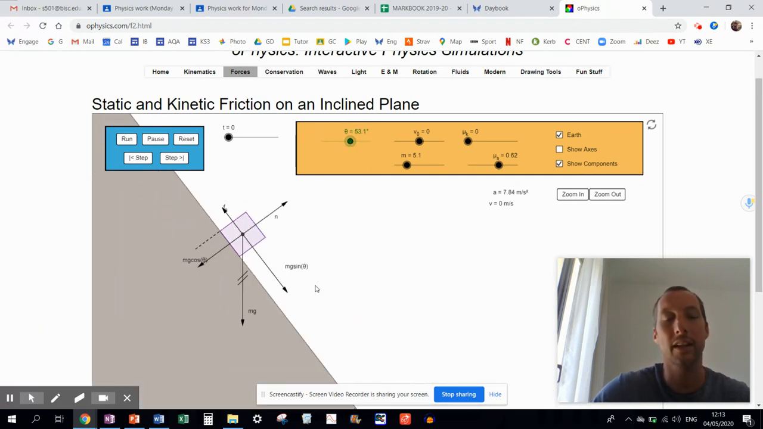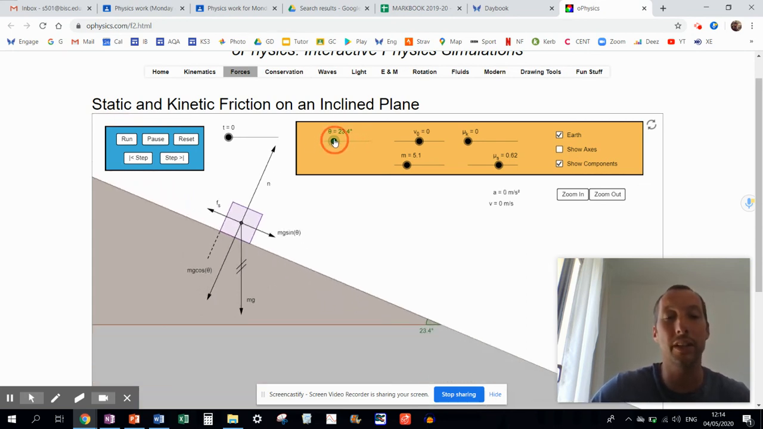You see here, at this point, I've made the component of the weight down the slope much bigger than the friction could possibly be. So these two are not going to be equal here. This object's going to accelerate. But if the object is staying at a constant speed or stationary, then we can say that these two are equal.